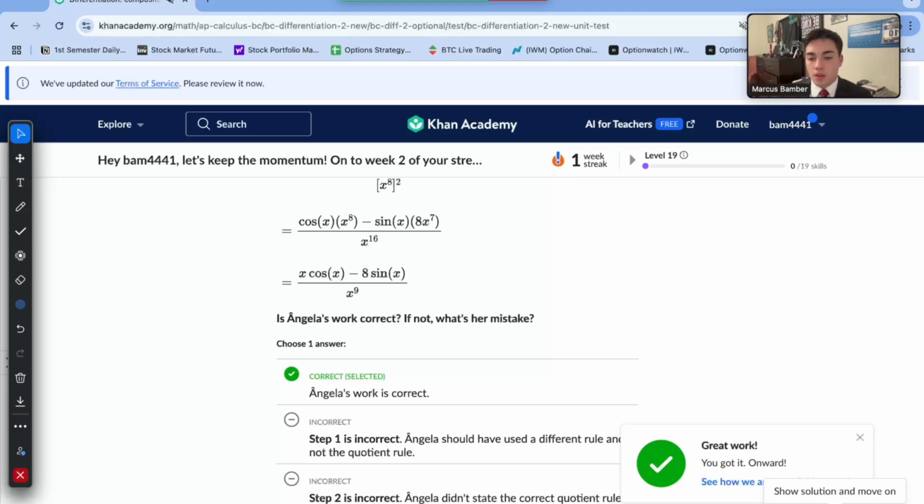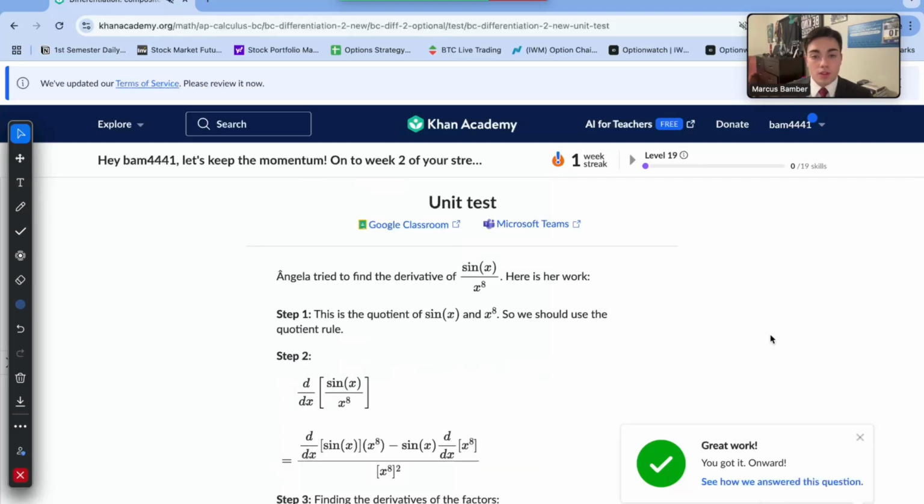All right. And that is our final question for this unit test. If you have any other questions regarding these more complex derivatives, you can leave it in the comments, and I will be sure to get to that very soon. We'll be starting Unit 4 soon enough, and I will see you guys with our continued study as we work our way through AP Calculus BC.